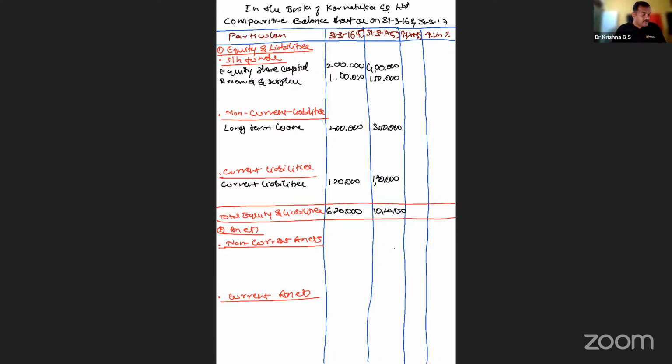Next is assets. Fixed assets come under the non-current assets. I will write fixed assets, 2 lakhs, 5 lakhs. Non-current investment, they have given it as non-current investment. If they give it as current investment, take it under the current assets. Non-current investment, 1 lakh, 1,25,000. Next, current assets come under the current assets only. 2,55,000, 3,25,000.